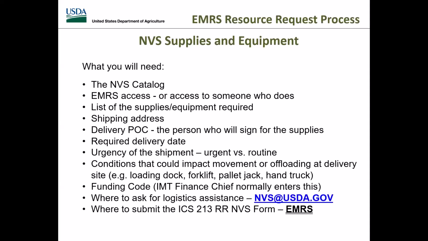you can reach out to your district field office and contact someone there. The emergency coordinators or the area veterinarian in charge will be able to help you or point you to someone who can, so that you can submit requests for NVS supplies and equipment using the EMRS system. You'll need a list of the supplies and equipment that are required before you get started with your request. And some of the other things you'll need, of course, are the shipping address, where we're going to send it, and who the point of contact is that will sign for the supplies or equipment once they're sent.